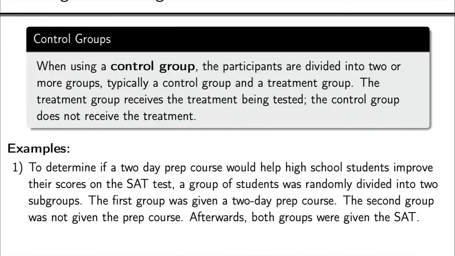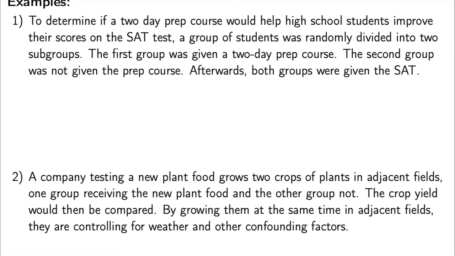So let's look at an example. To determine if a 2-day prep course would help high school students improve their scores on the SAT test, a group of students was randomly divided into 2 subgroups. The first group was given a 2-day prep course. The second group was not given the prep course. Afterwards, both groups were given the SAT. So this is where we're using a control group.